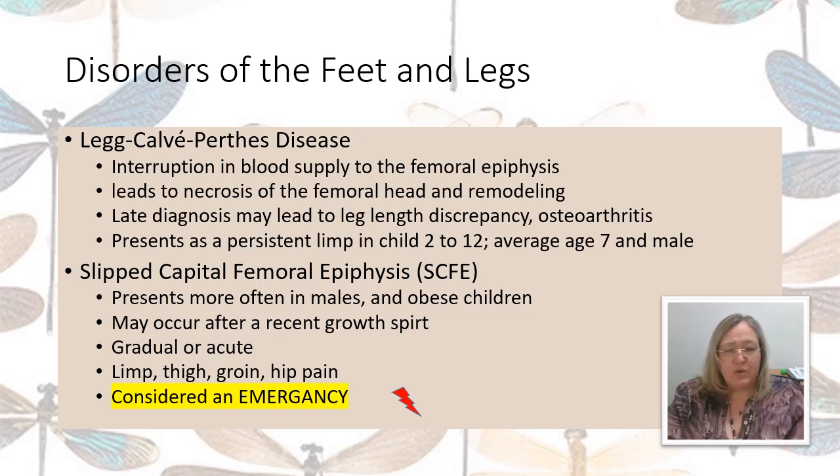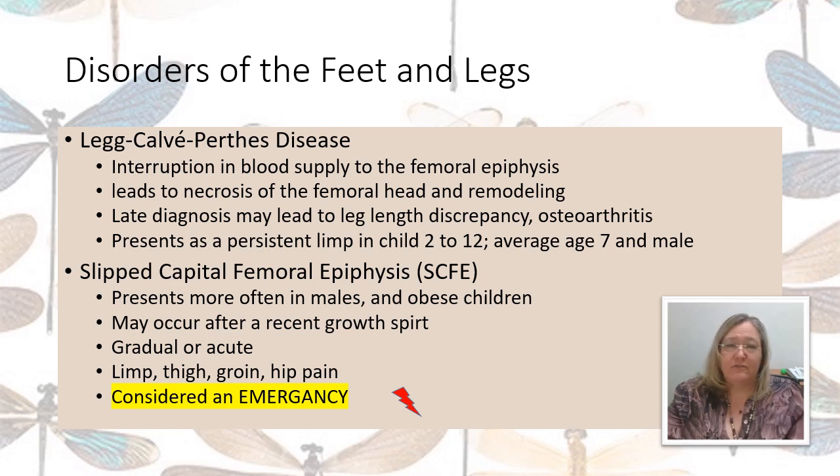The next one that we're concerned about is the slipped capital femoral epiphysis. And this one can be a medical emergency when this happens. So in this case, it can be a gradual onset or an acute onset, and the sign would be that the child is limping, they have pain in the thigh or groin or the hip, and they don't want to put weight on that leg.